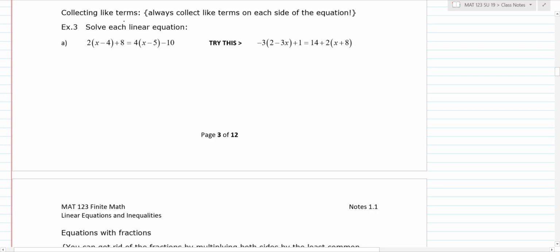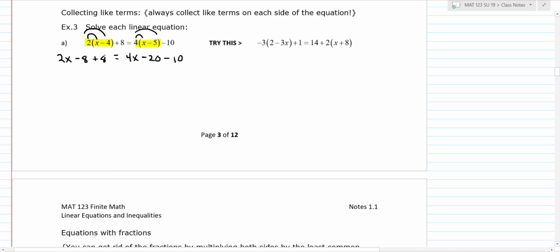You're going to start by doing distributive property. We're going to do that and that. Okay, now see that 8's not in parentheses, so it's not part of that distributive property. So you'd have 2 times x is 2x, 2 times 4 is 8, and then bring down the 8. Same thing over here, 4 times x is 4x, 4 times negative 5 is negative 20, and then minus 10.